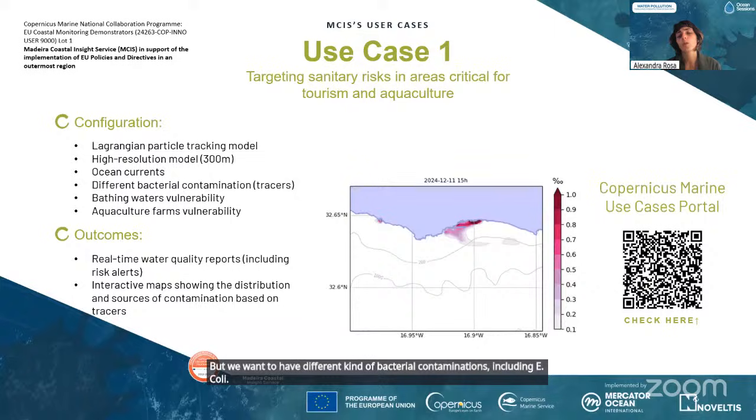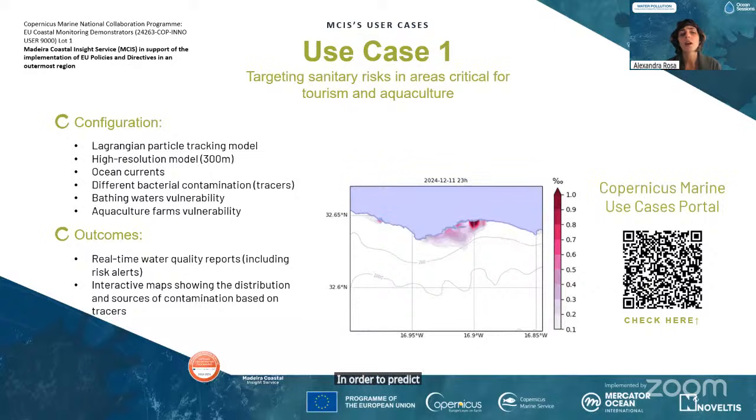coli, in order to predict the vulnerability of bathing waters and aquaculture farms to this kind of pressures. If you want to know a little bit more about these use cases, it's already available in the Copernicus Marine Use Cases portal, so you can see and learn a little bit more.